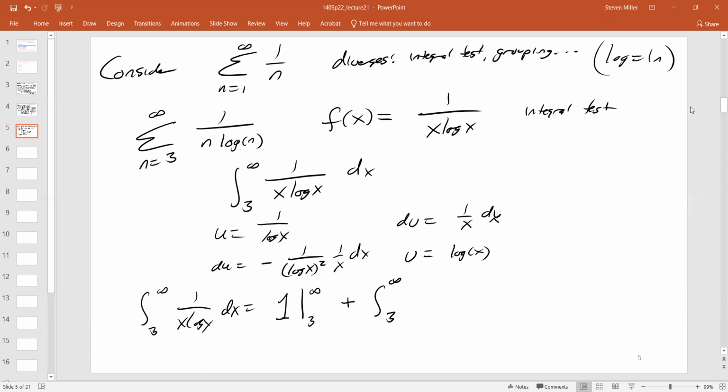Now, v du becomes really interesting. Right? What do you get? You get 1 over x log x dx. So we return to where we started. So this is just as bad. But this is actually a little strange.